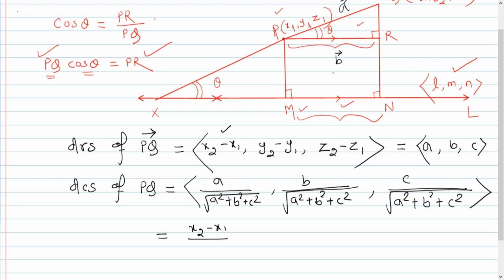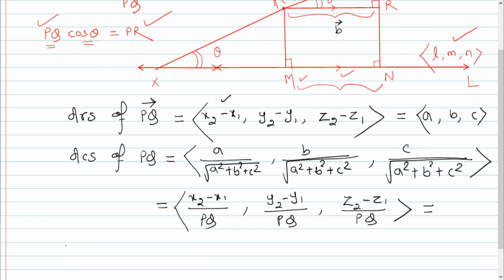So this is nothing but the PQ. That is the distance between PQ. So we can write here PQ. Now this one is y2 minus y1 by PQ. And this is nothing but the z2 minus z1 by PQ. And these are called the DCS of PQ.